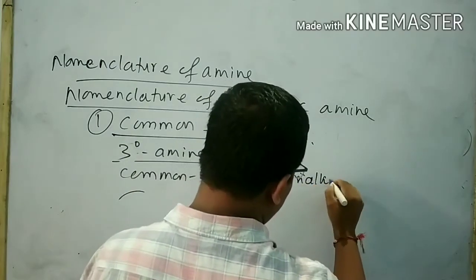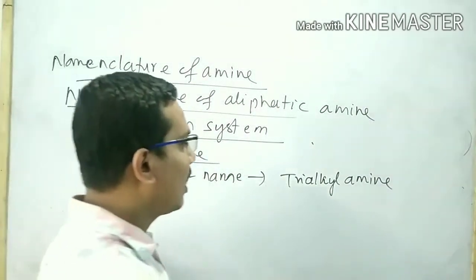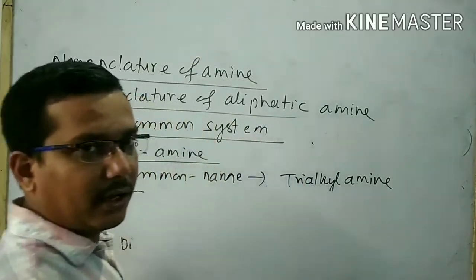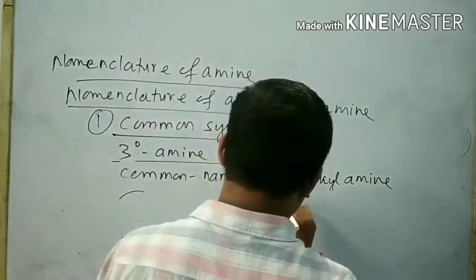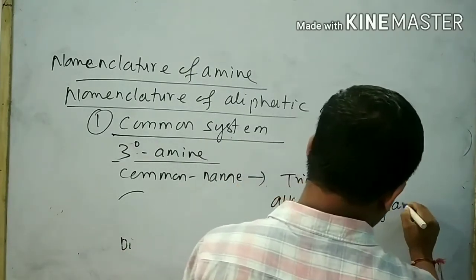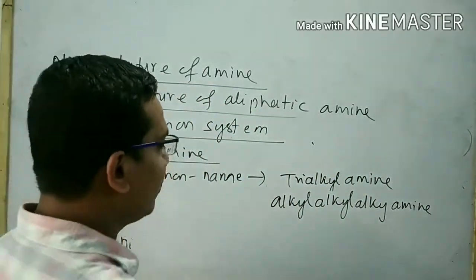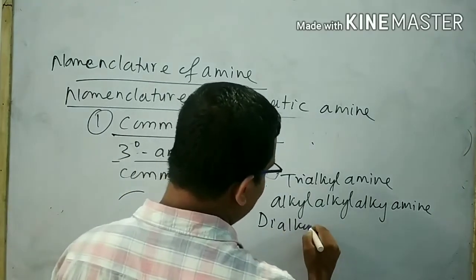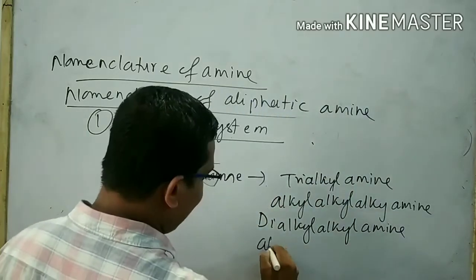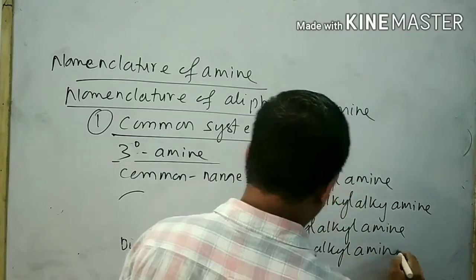Trialkyl amine. If all alkyl groups are same, then you can use trialkyl amine. If all alkyl groups are not same, then we can use alkyl amine. If two alkyl groups are same and the third is not same, then you can use dialkyl alkyl amine. Take example.